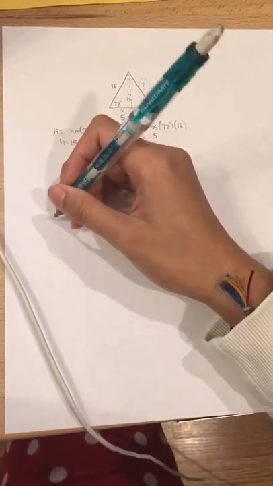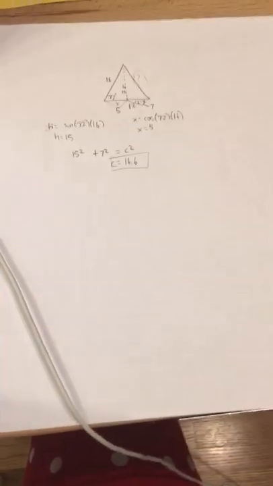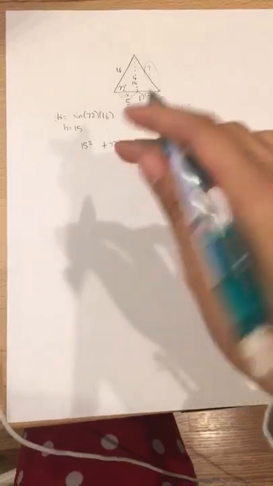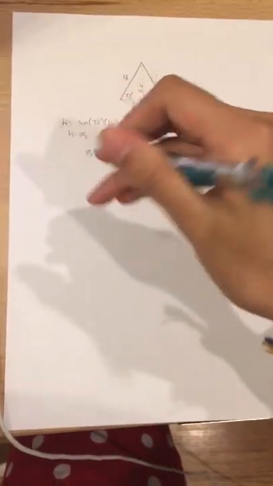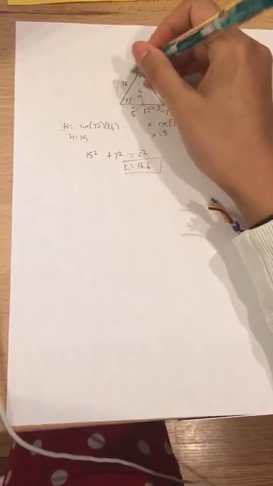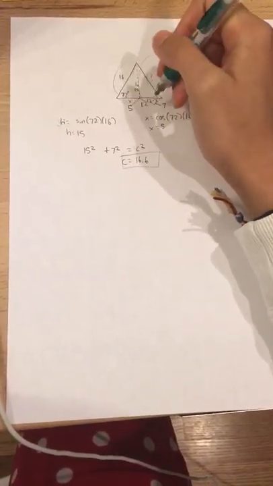So for part B, we're asked to find the area of the triangle. Again, we weren't given the law of cosines and the area formula incorporating cosines, but we can still find it by finding the area of each of these triangles and adding them together.